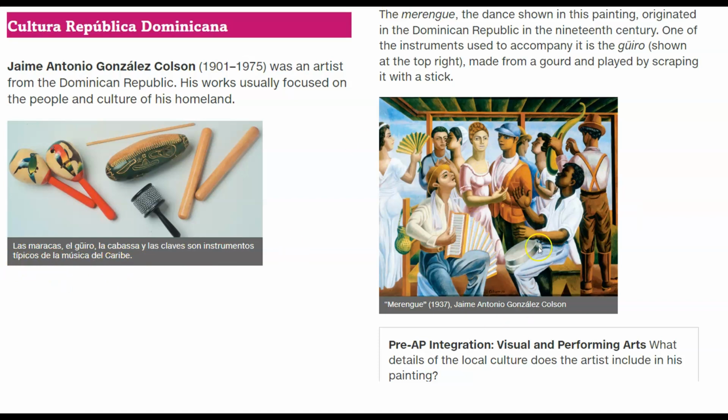And the merengue, the dance shown in this painting, originated in the Dominican Republic in the 19th century. One of the instruments used to accompany it is the guiro, shown at the top right, made from a gourd and played by scraping it with a stick. So, what details of the local culture does the artist include in his painting, right? Something to think about.